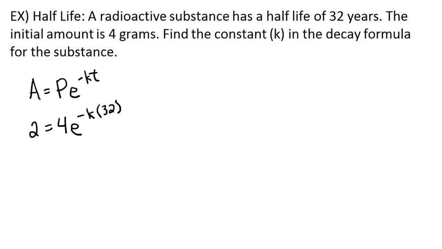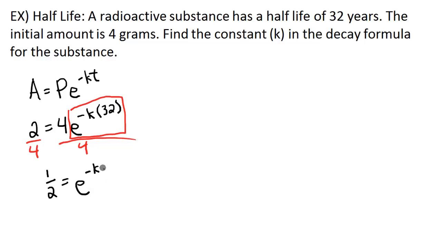Now we want to isolate this part right here, the E. So to do that we want to divide out this 4. So we divide everything over here by 4, which means we have to divide that side by 4, and then when we simplify we have 1/2 equals E to the negative K times 32 power.